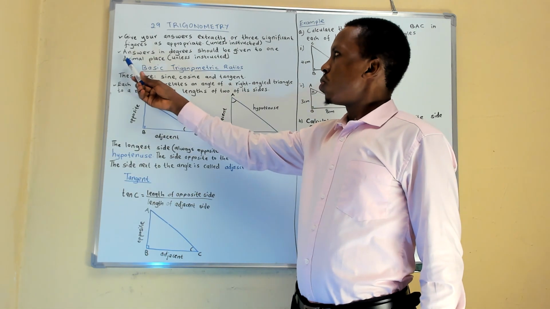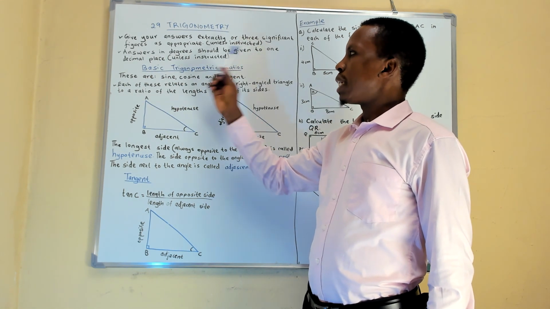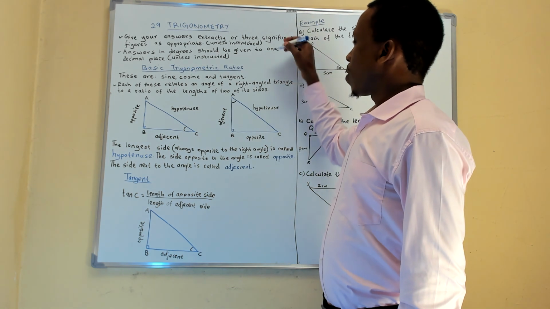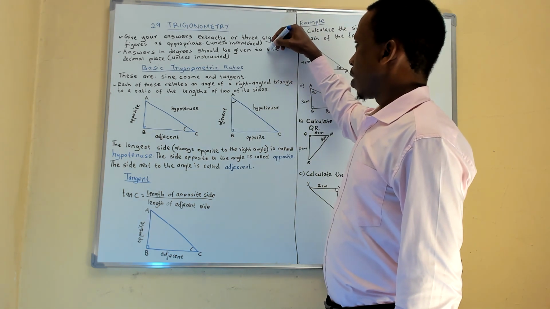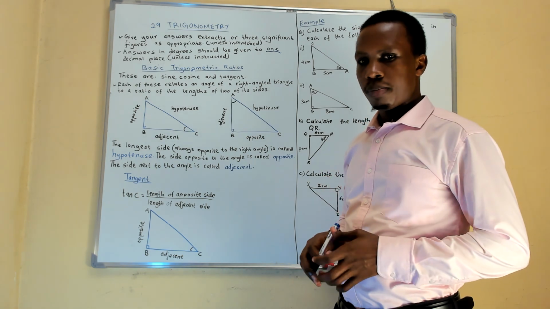Point 2, answers in degrees should be given to one decimal place. Whenever you are giving your answer in degrees, you should consider one decimal place.